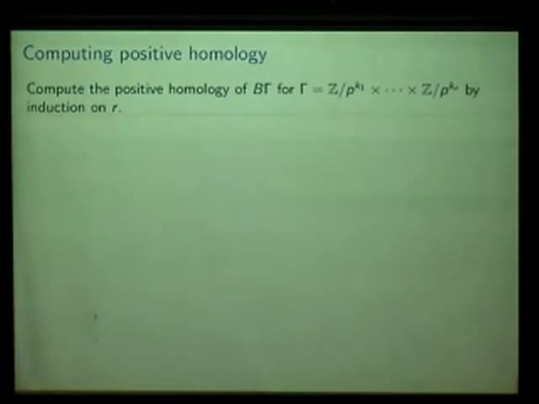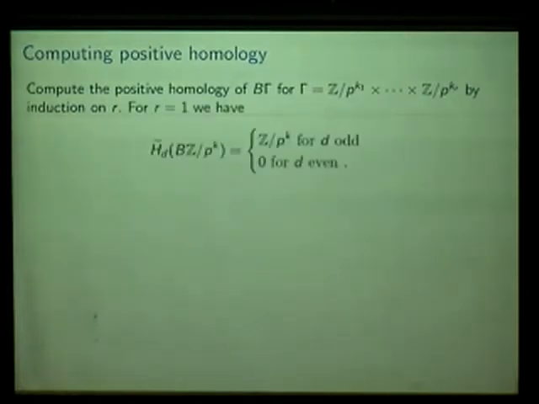For example, of this group. This is an abelian p-group of rank r. It's not elementary abelian because k1, k2, and so on can be bigger than 1. And for these groups, we do not have a bordism calculation. But we do have a homology calculation, and this is done inductively.